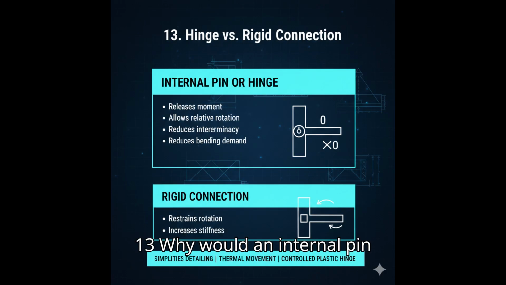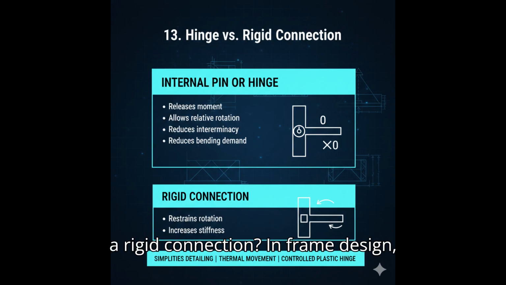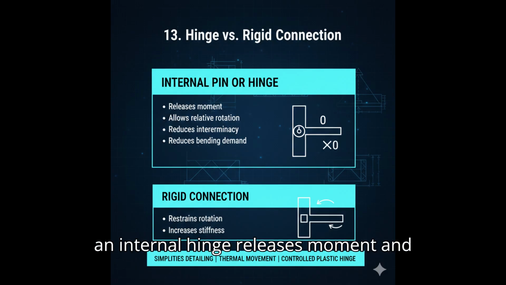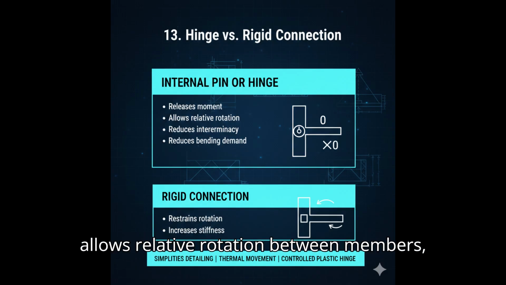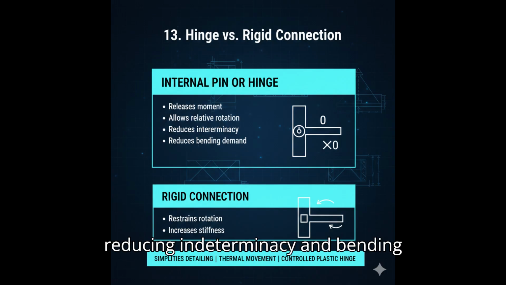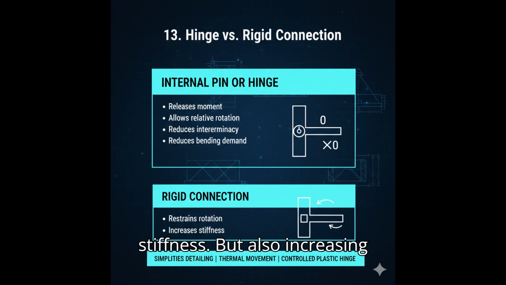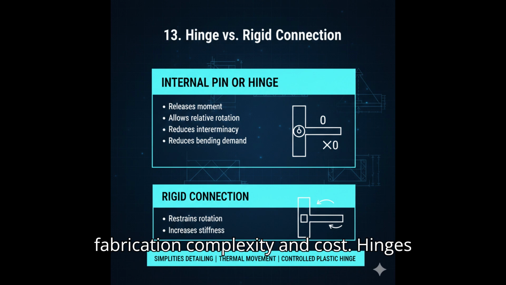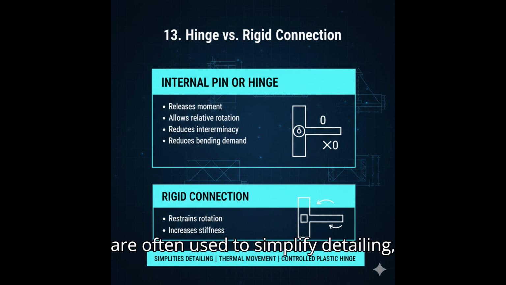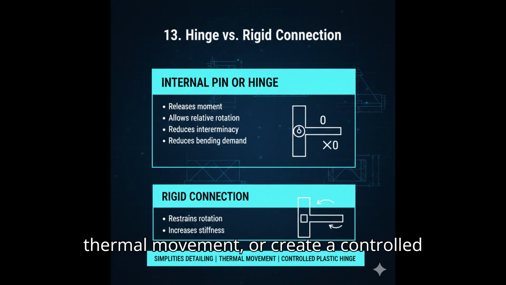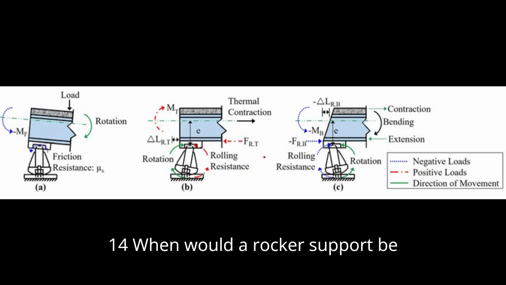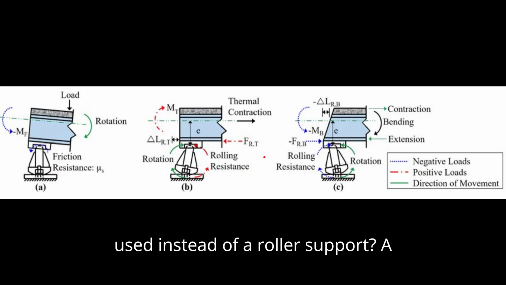13. Why would an internal pin or hinge be used instead of a rigid connection in frame design? An internal hinge releases moment and allows relative rotation between members, reducing indeterminacy and bending demand. Rigid connections restrain rotation and transfer moment, increasing stiffness, but also increasing fabrication complexity and cost. Hinges are often used to simplify detailing, reduce connection forces, accommodate thermal movement, or create a controlled plastic hinge location.